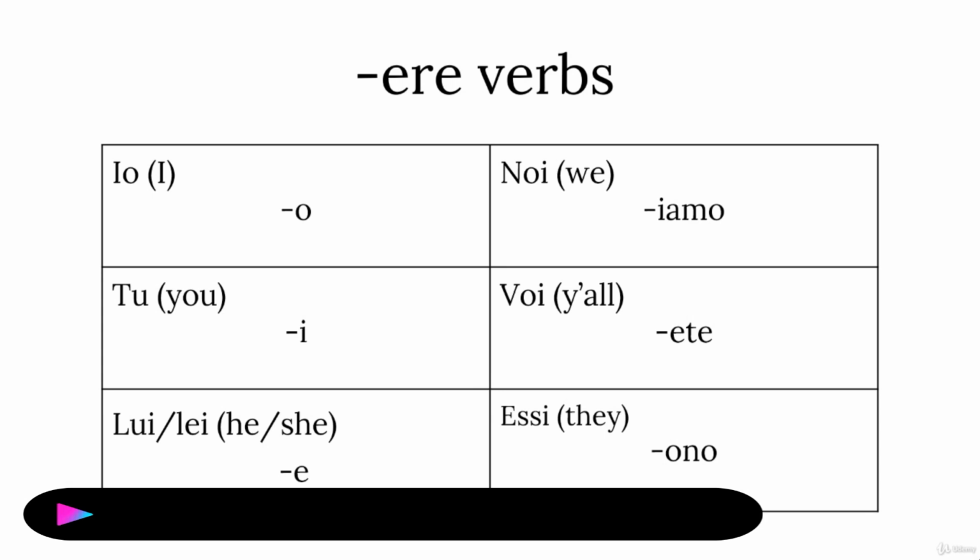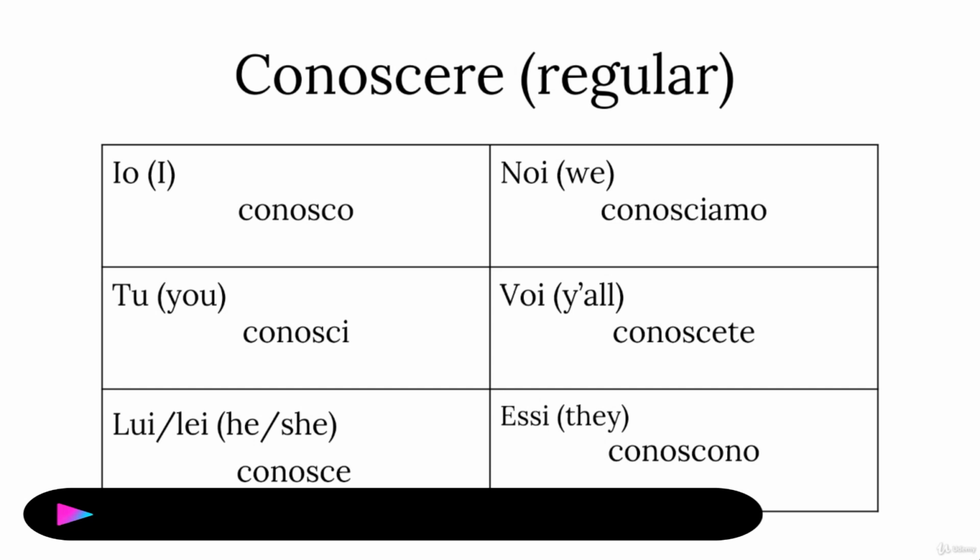So the verbs of the second Italian group. Okay? If you need to see them again, just pause the video and resume it as soon as you're done. Example. Conoscere. To know. Conoscere is regular. So, io conosco. Tu conosci. Lui, lei conosce. Noi conosciamo. Voi conoscete. Essi conoscono.